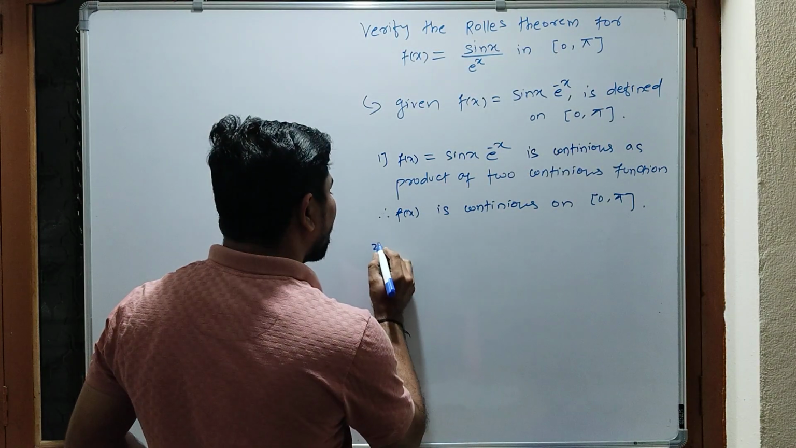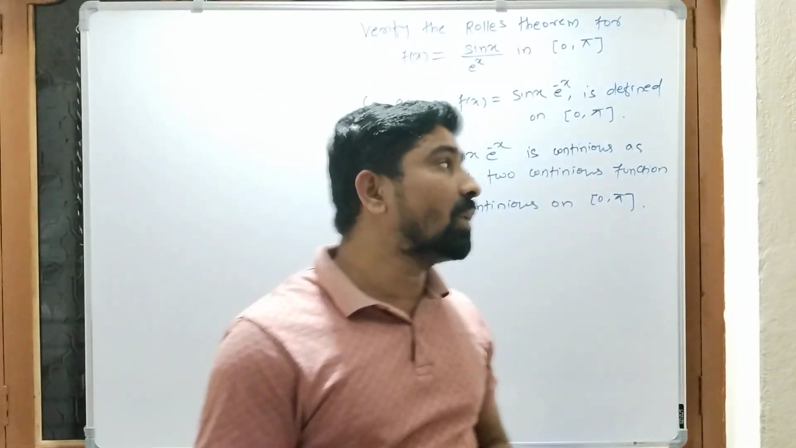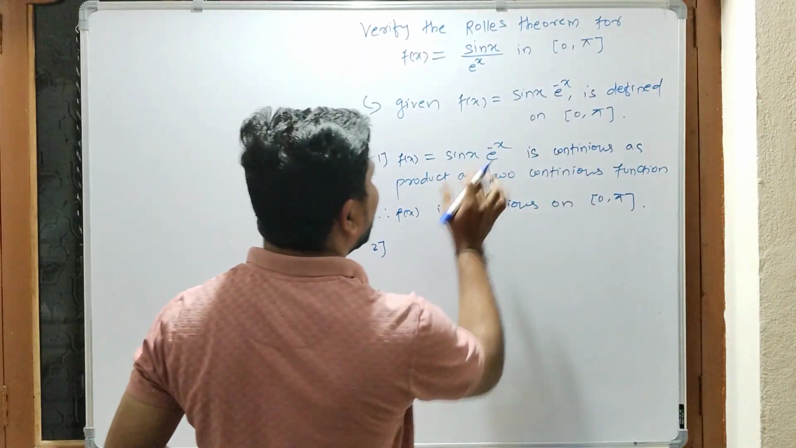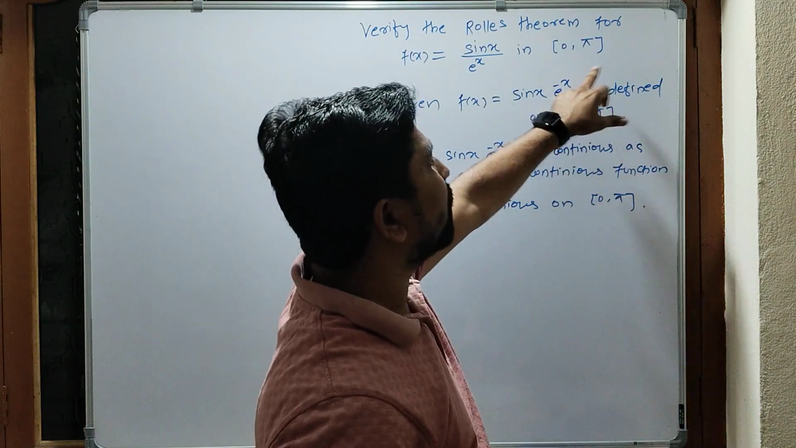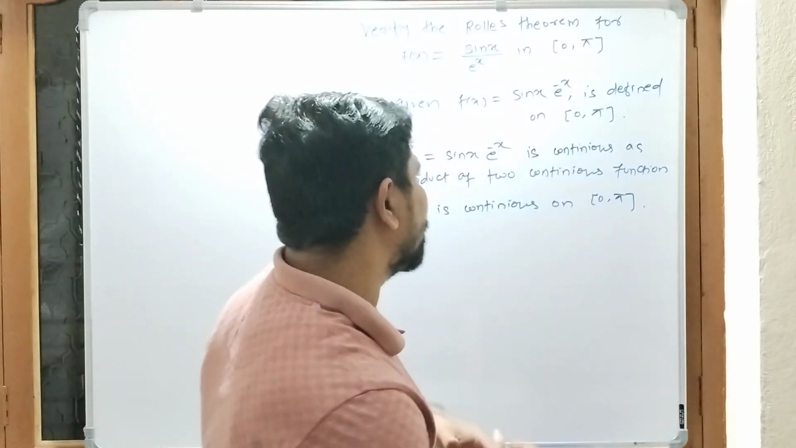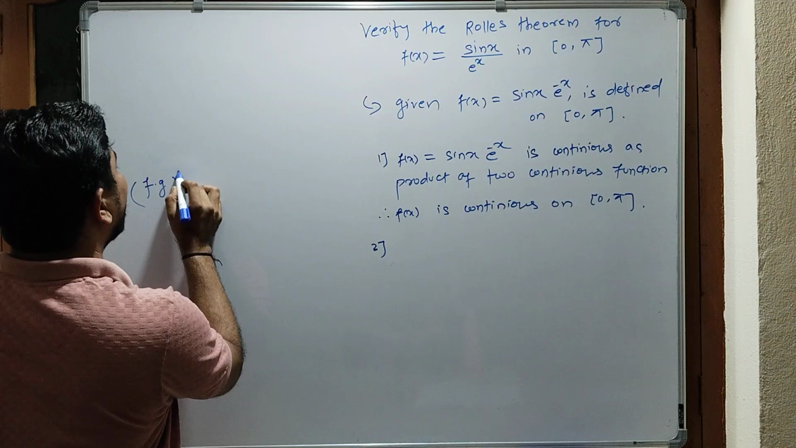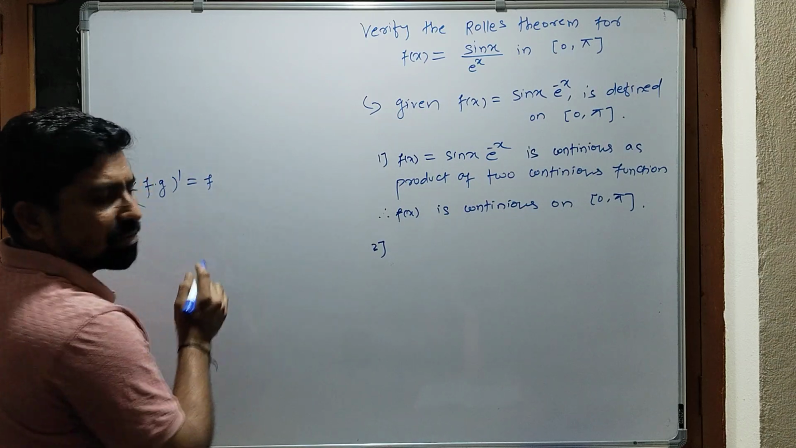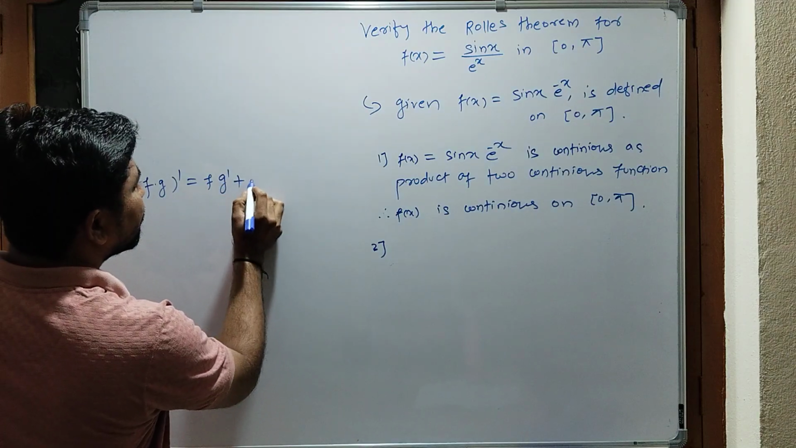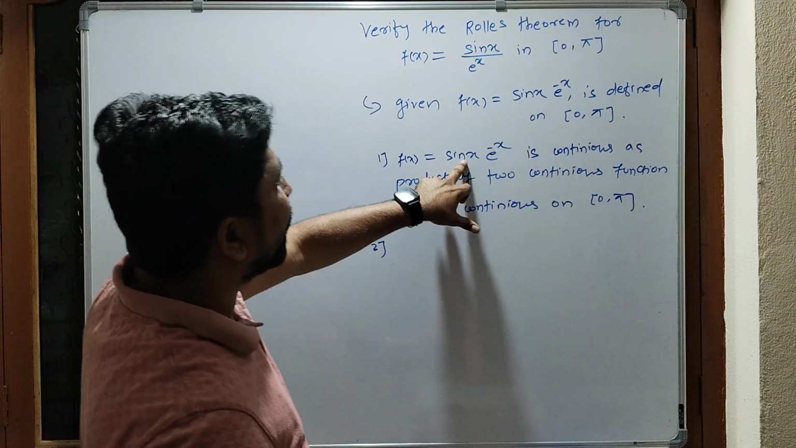Now the second condition: we have to check whether the given function is differentiable on the open interval 0 to pi or not. Here f of x equal to sin x e power minus x. Now use the product rule for derivatives. The formula says that the derivative of f of x into g of x is first function as it is into derivative of g, plus second function as it is into derivative of f. Let's say this is f and this is g.